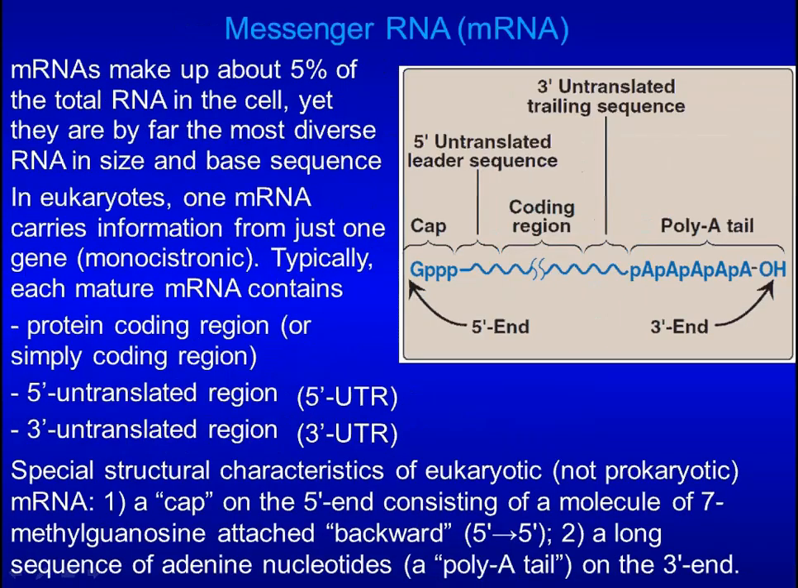mRNAs make up a small portion of the total RNA in the cell, but they are the key to our production of proteins. In human cells, one mRNA carries information from just one gene. This is called monocistronic. Each mature mRNA contains a coding region, a 5' untranslated region, or 5' UTR, and a 3' UTR. Here is an example of mRNA. Coding region is in the middle.